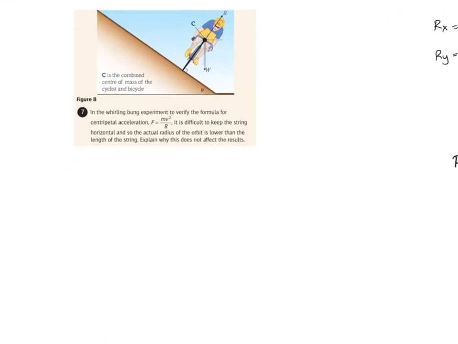In the whirling bung experiment to verify the formula of centripetal acceleration, it is difficult to keep the string horizontal, and so the actual radius of the orbit is lower than the length of the string. Explain why this does not affect the results. So what it's asking us here, we can use mathematical equations to prove this, by the way. No one is saying explain just using words.